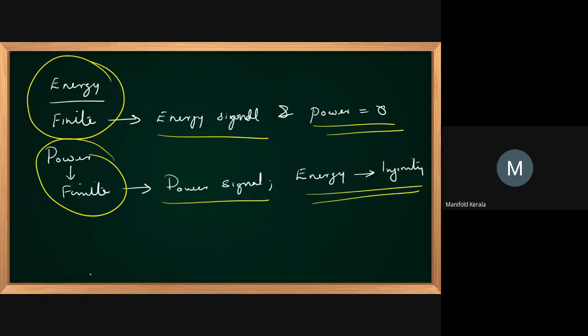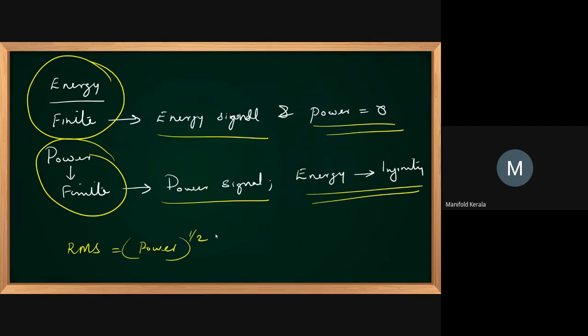Now, summing up 2 signals, you can sum up the energy if and only if the signals are orthogonal. Another important point is RMS value is obtained as the square root of power.